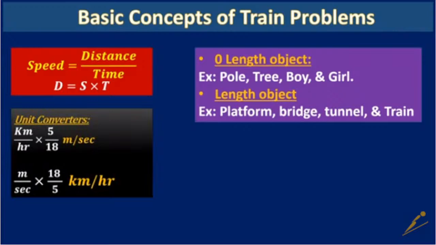To convert kilometers per hour into meters per second, simply multiply by 5 over 18. The answer we get is the speed in meters per second.